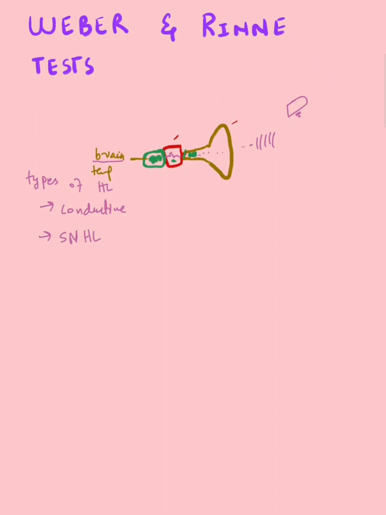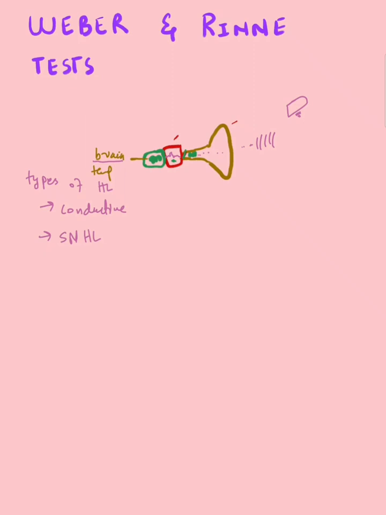Then in sensorineural hearing loss there is a problem basically with the nerves, which are the cochlea, the hair cells, and the auditory nerve and the central pathways. For example, Meniere's disease is one cause, and also vestibular schwannoma is another cause. So these are the sensorineural hearing loss causes.